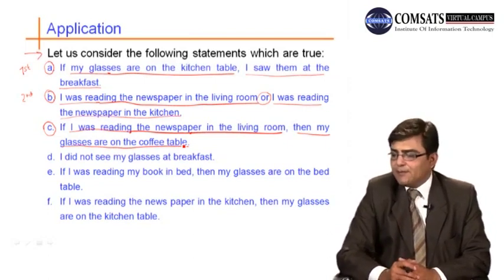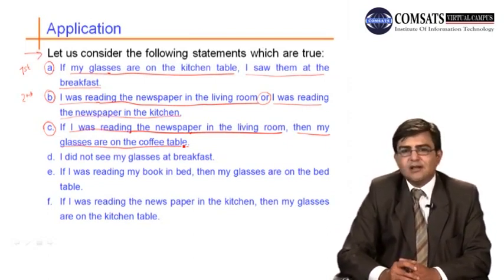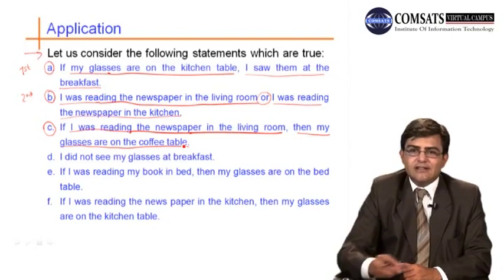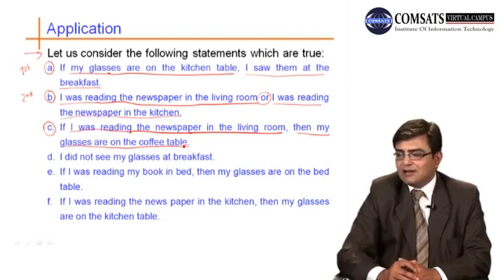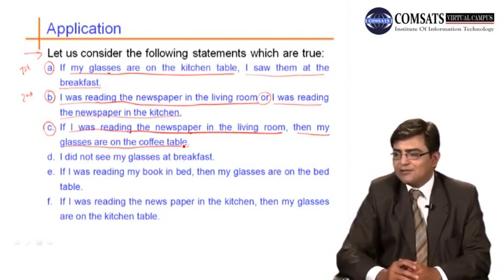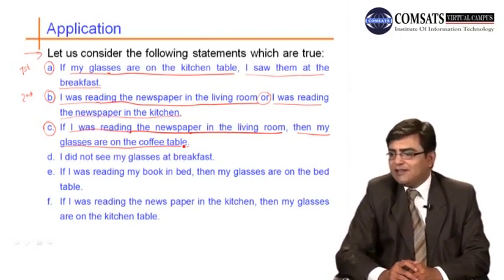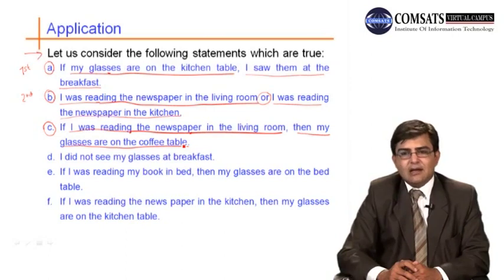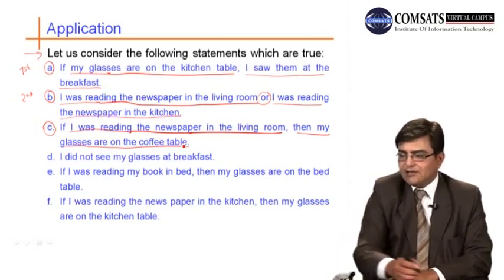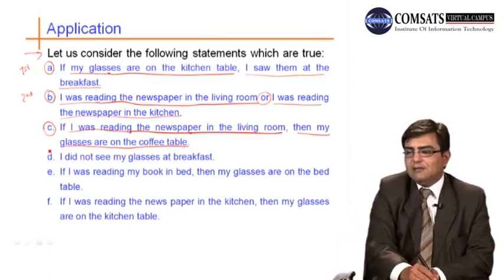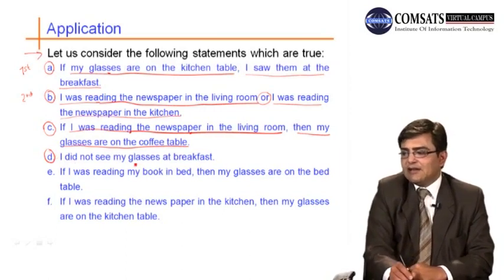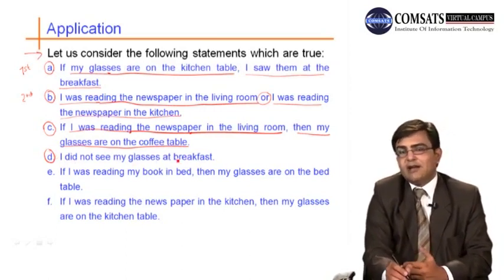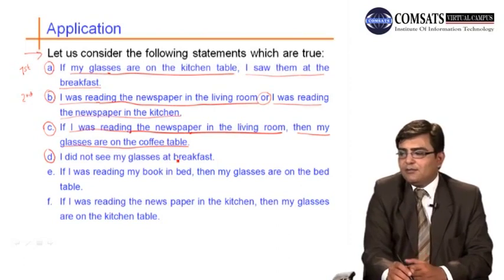Usually the person or people read newspapers, and along with it they take a cup of coffee. So he supposed that if I was reading the newspaper in the living room, then my glasses are on the coffee table. Another assumption, hypothesis, he made: that I did not see my glasses at breakfast. Then he reminds himself that I did not see my glasses while having breakfast.